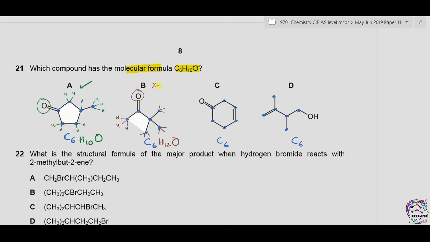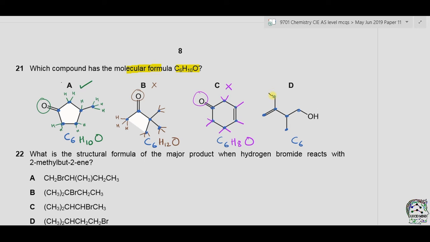So B is incorrect. In C, we can see that this carbon is making 2 bonds, so there are 2 hydrogen atoms attached. This one is making 3 bonds, so there is 1 hydrogen atom. Again 1 with this one, 2 with this, and 2 with this one. So in total we have 8 hydrogen atoms, and again 1 oxygen is present. So C is also incorrect.